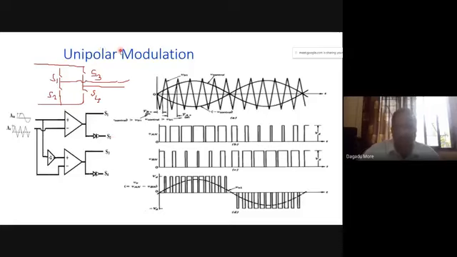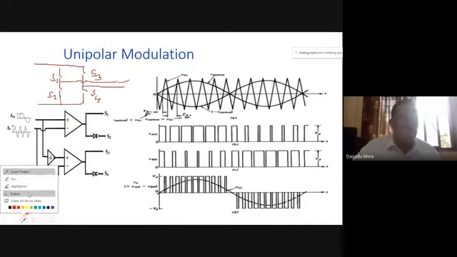In bipolar modulation, we require one modulating wave. Here, we require two modulating waves, which are sinusoids out of phase. The first modulating wave controls the switching signals of the first leg and the second controls the second leg. And as we discussed last time, we make a point N here. This point we call A, and this point we call B.